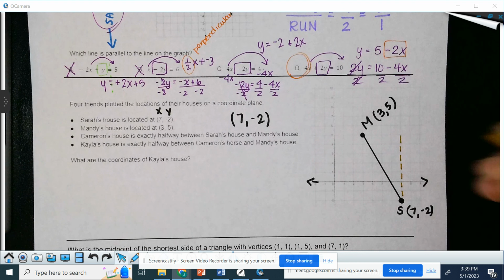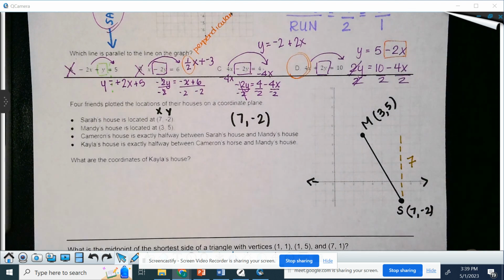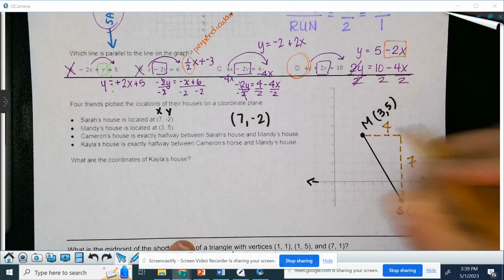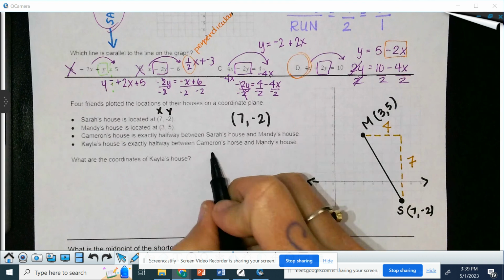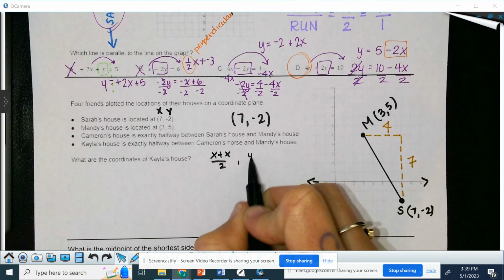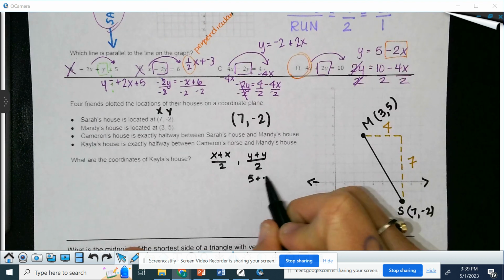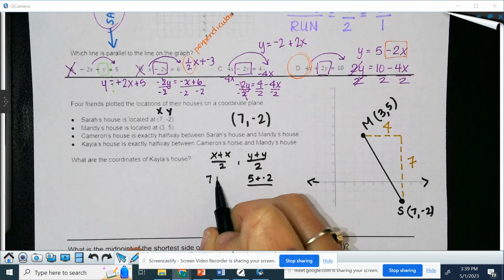So to get from 5 to negative 2 is 7 movements, right? And then we're going to come over 1, 2, 3, 4. So it's over 4. And again, remember if you're doing it algebraically, because I now see that some people said algebraically as well, it's x plus x over 2, y plus y over 2. So 5 plus a negative 2. That's where we're at right now. And then we've got 7 plus 3. And then we're going to divide those by 2 in a minute.